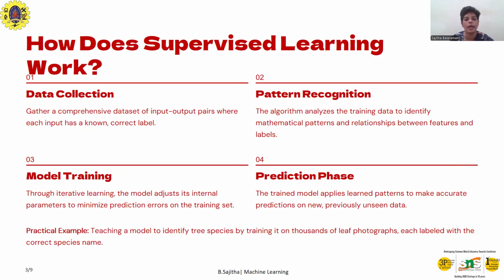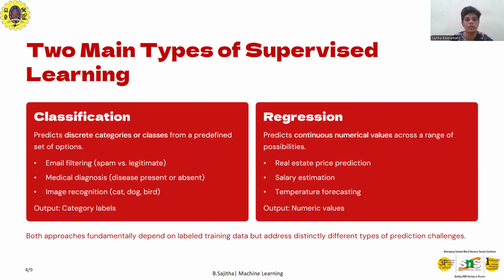Model training. Through iterative learning, the model adjusts its internal parameters to minimize prediction errors on the training set. And the fourth phase is the prediction phase. The trained model applies learned patterns to make correct predictions. Now we can say that if we want the machine to predict what a leaf is, you can train it using a thousand samples of data which is used to detect the type of leaf or the type of species.